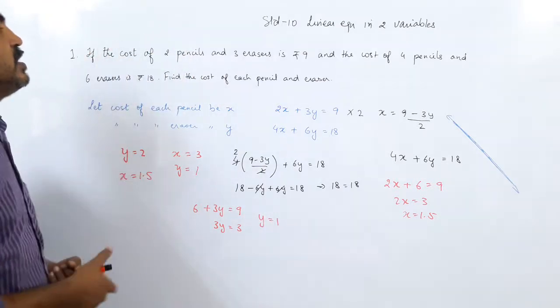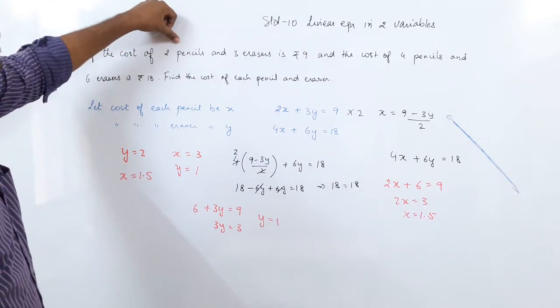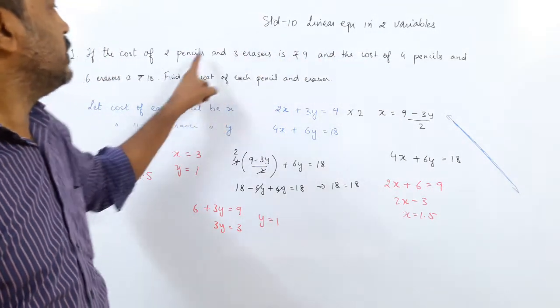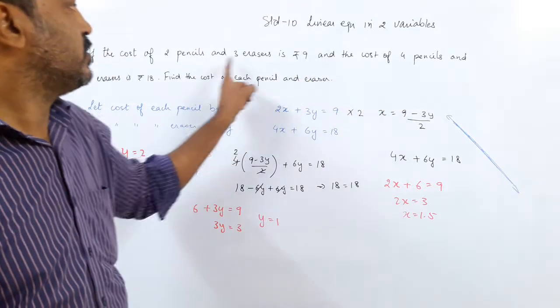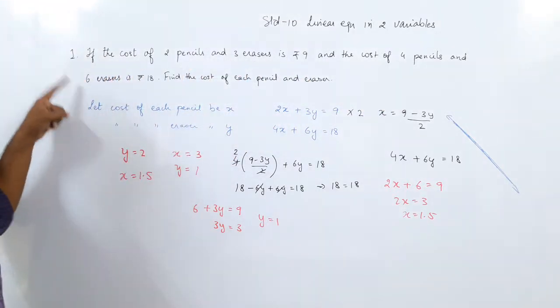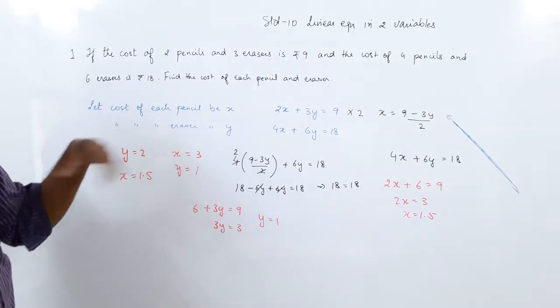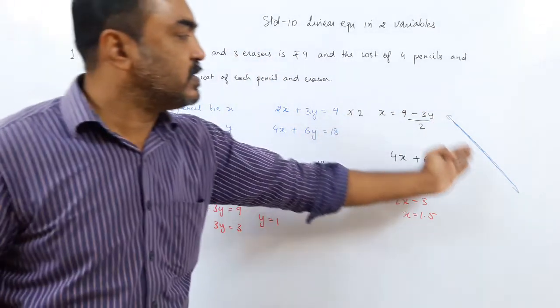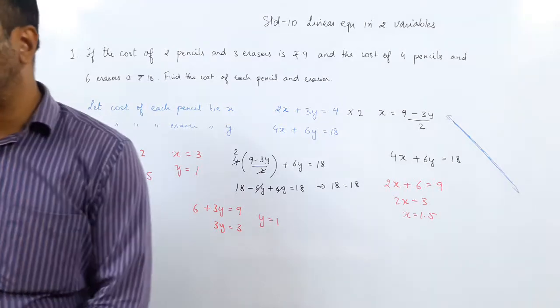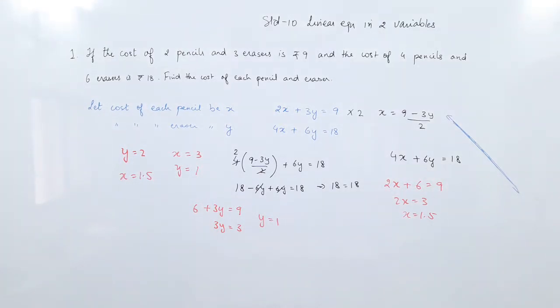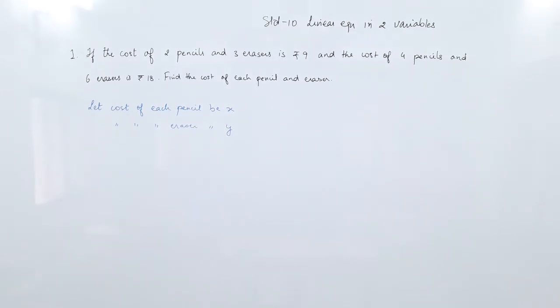So in this question, 2 pencils has become 4 pencils. The number of pencils has doubled. 3 erasers became 6 erasers. The number of erasers is doubled. Then rupees 9 became rupees 18. The money is also doubled. So it is a coinciding equation which will not have a unique solution. Now, how should we modify the sum to get a unique solution? What are the conditions for a unique solution?